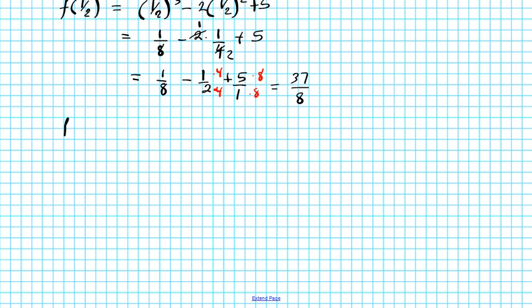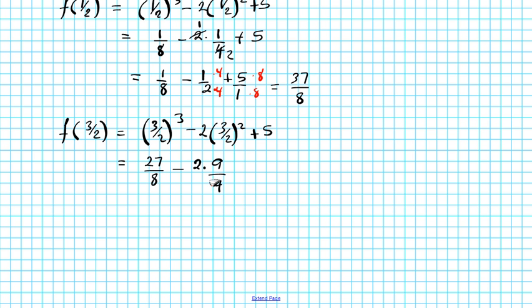In the third rectangle, we're going to do f of 3 over 2, which is 3 over 2 to the third, minus 2 times 3 over 2 squared, plus 5. If you cube this, you're going to end up with 3 cubed is 27, 2 cubed is 8, minus 2 times 3 squared is 9, over 2 squared, which is 4, plus 5. Simplify this, 2 goes here 1, 2 goes here 2. So you're going to have 27 over 8, minus 9 over 2, plus 5. Let's make this over 1.